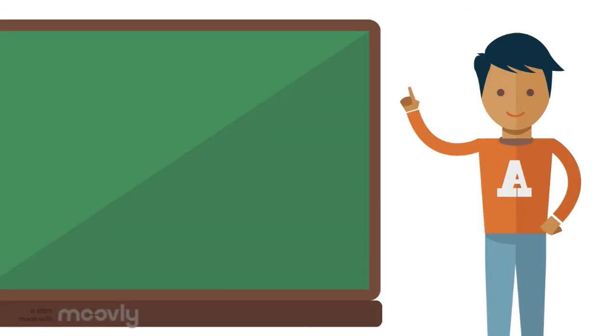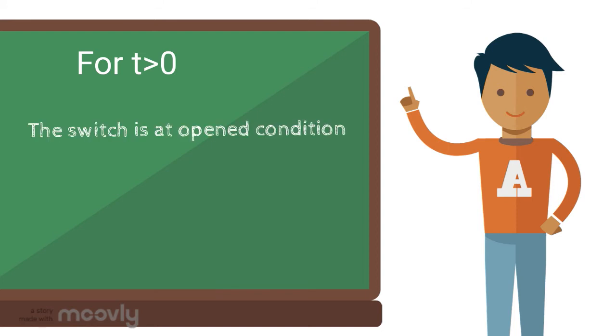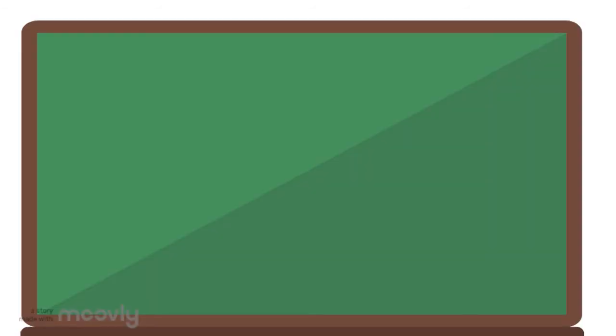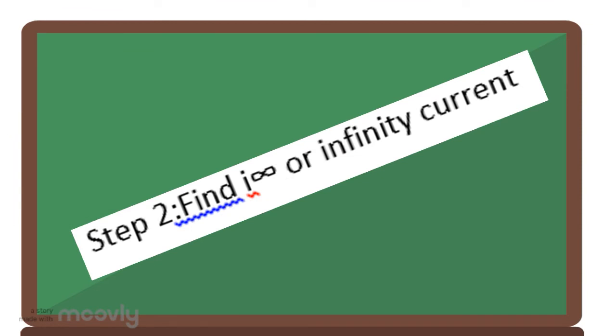Now, let's continue with the second condition, t is greater than 0. In this condition, the switch will be in open circuit. Let's look at the circuit for a while. The current will not flow through this area because it is an open circuit. So, the current will flow through this area to complete the circuit. According to the step, we need to find the infinity current.